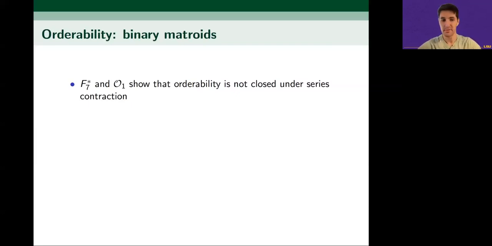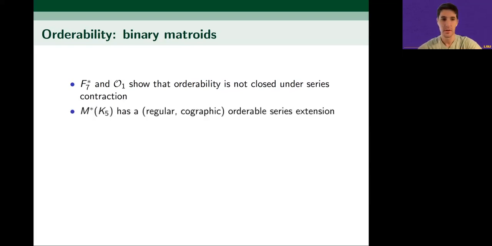But obviously, you can't contract things at all. It really just ruins the game for orderability. M star K5 also has an orderable series extension, and this one's a little worse because now this is a pair of regular and co-graphic examples, and so restricting yourself to that tighter class of matroids isn't enough to fix this problem.